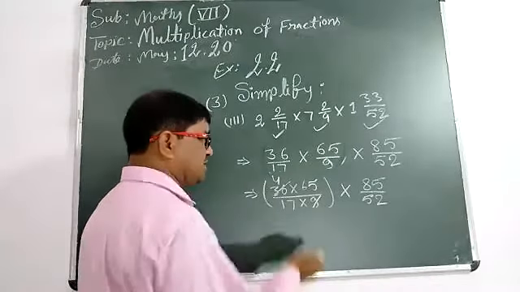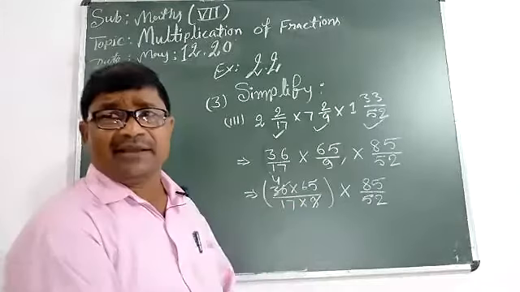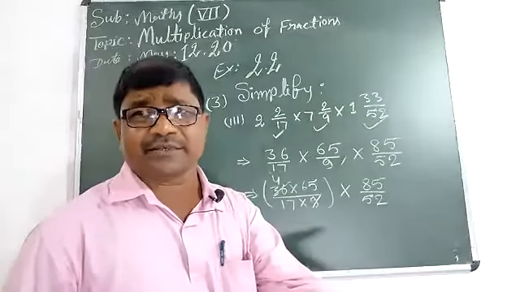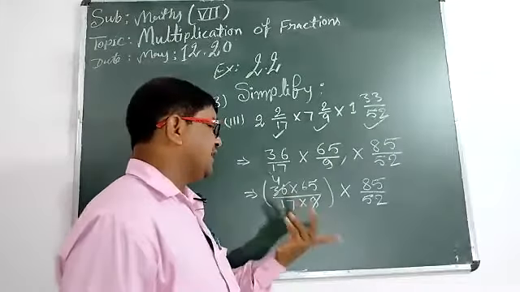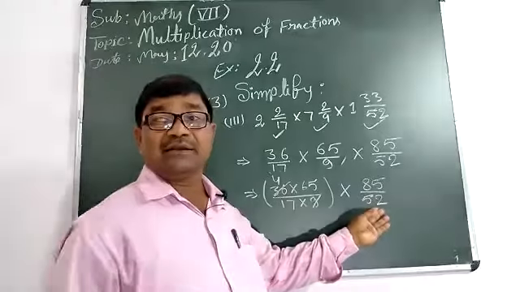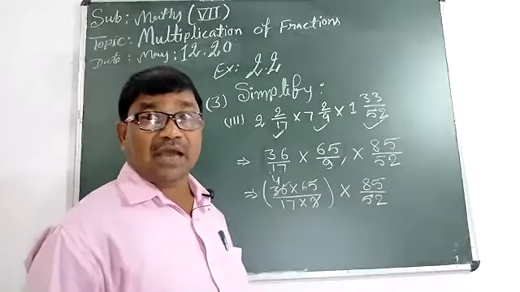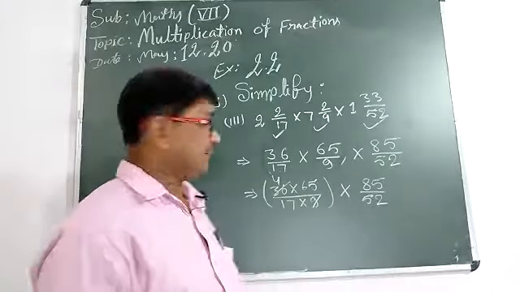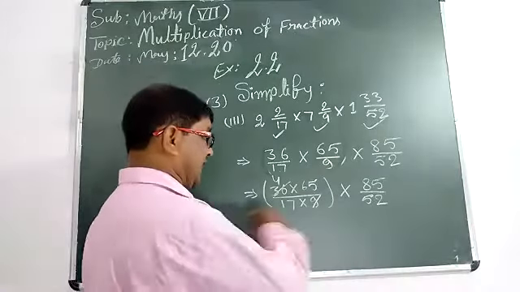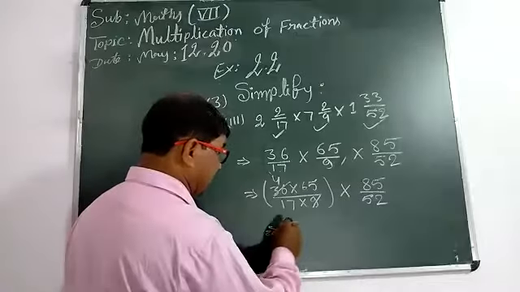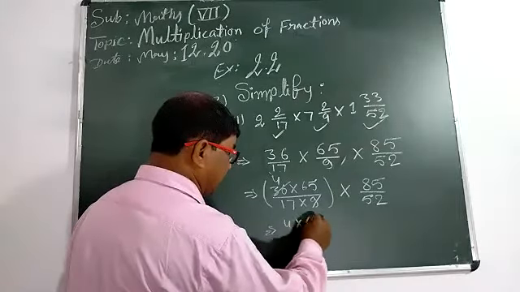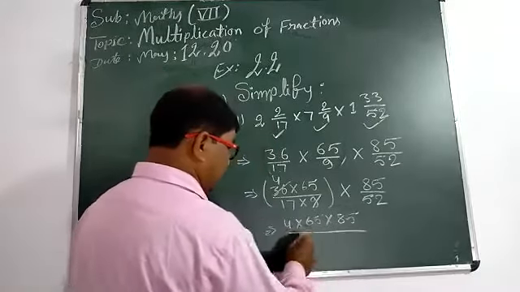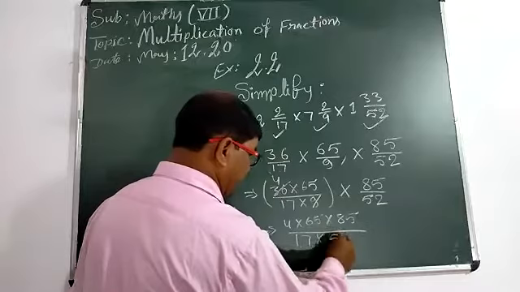Okay, why write? We should think about this product only. This is our product, 4 multiply 65, this is the product. And 17, that is the multiplier. Now we will multiply this multiplicand by that multiplier. So we should write in this way: 4 multiply 65 multiply 85, upon 17 multiply 52.